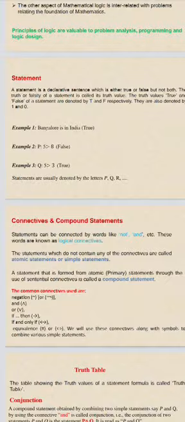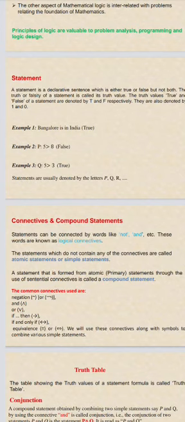The first definition is statement. A statement is a declarative sentence which is either true or false but not both. The truth or falsity of a statement is called its truth value. The truth values are true and false. True is denoted by T and false is denoted by F. It is also denoted by 1 for true and 0 for false. For example, Bangalore is in India. It is a true sentence, and it is called a statement.